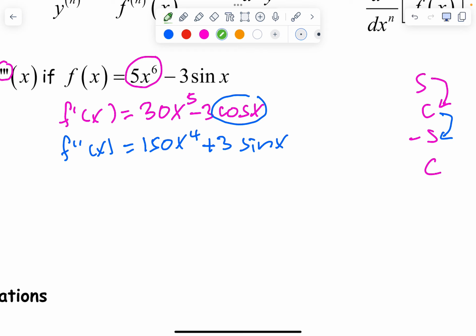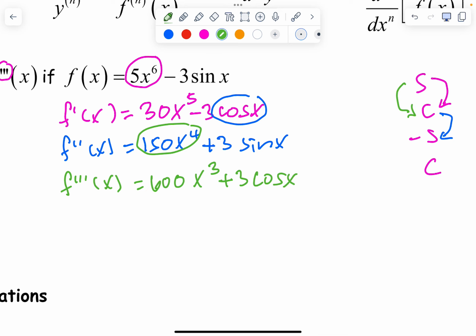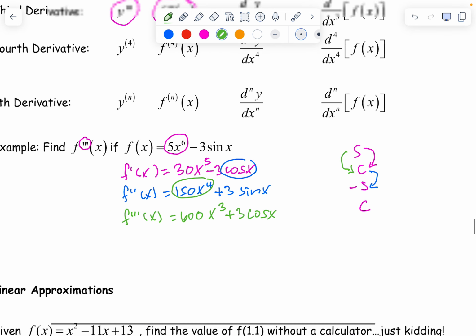Okay, my third derivative, f triple prime. Now multiply 150 and 4. How many? 600, x to the what? Third, and then we have plus, that could change. Derivative of sine is what? Cosine. Was that easy to do? Not bad.